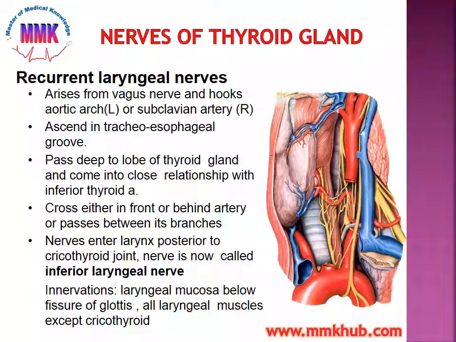Near its termination it enters into the larynx posterior to the cricothyroid joint, and is now called the inferior laryngeal nerve. The innervation of recurrent laryngeal nerve includes laryngeal mucosa below the fissure of the glottis, and all the laryngeal muscles except the cricothyroid, which is supplied by the superior laryngeal nerve.